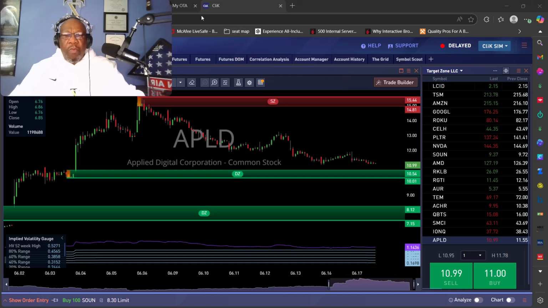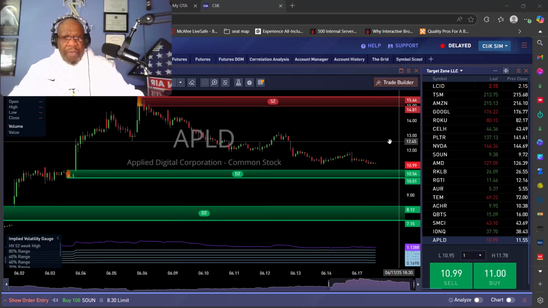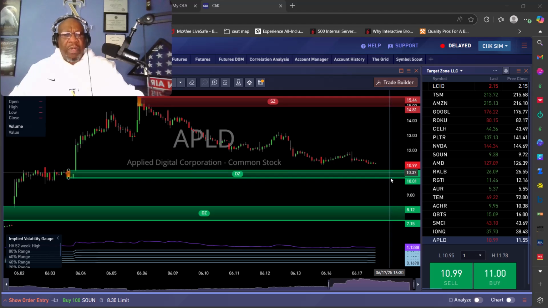I'm going to jump right into this trade right here. Applied Digital Corporation is a common stock. The ticker symbol is APLD. And I'm going to jump right into this trade right quick. Now, one of the first things you do, you're looking for that sweet spot, a good buy spot.